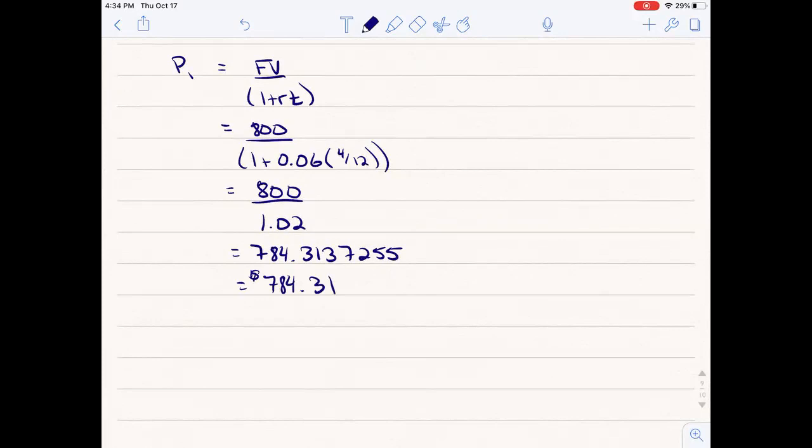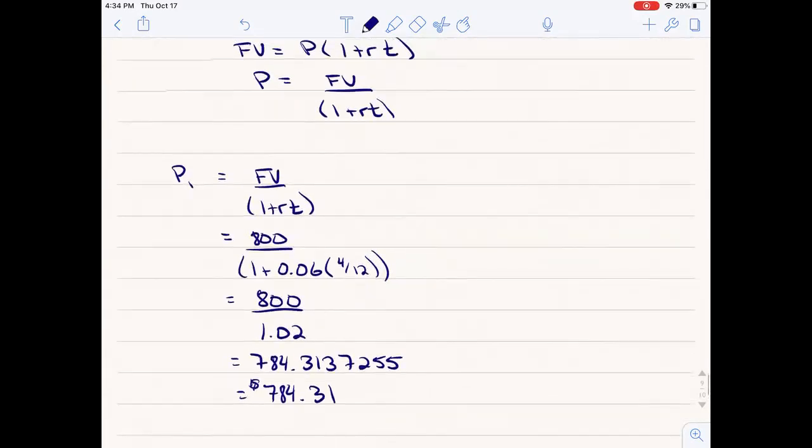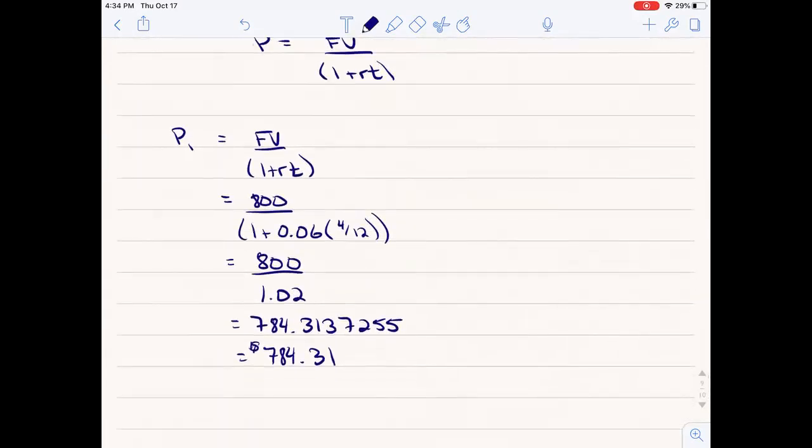What we're saying here is $784 today is equivalent to $800 4 months from now. That's the idea. That's the time value of money concept that we really need to get a handle on for the rest of this course, because $784.31 today is going to be worth $800 4 months from now, assuming that the rate is 6%.